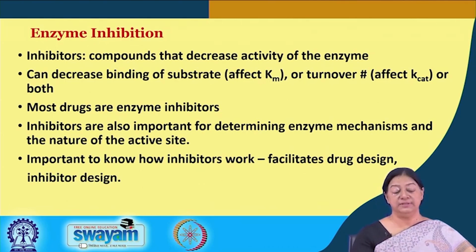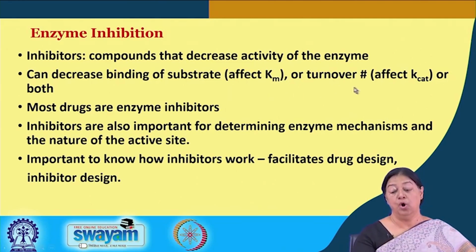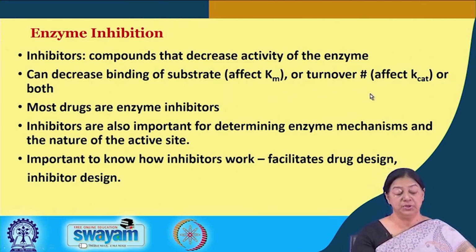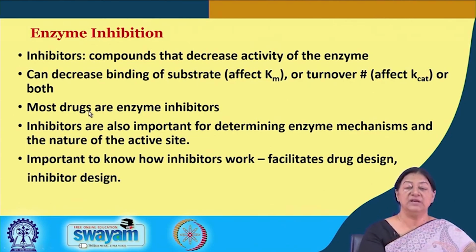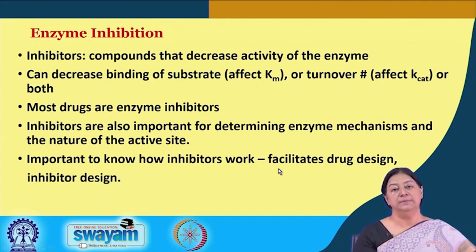It is going to decrease the binding of the substrate, that it is going to affect the Km value or the turnover number, because it will affect product formation. For example, most drugs are actually enzyme inhibitors, and the inhibitors are also important for determining enzyme mechanisms and the nature of the active site.